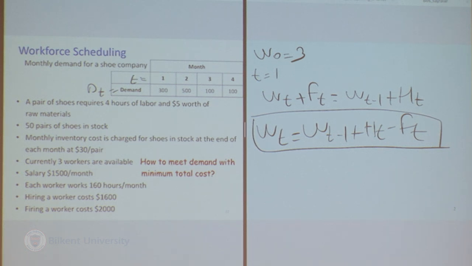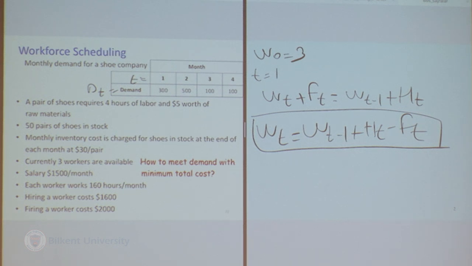Right? The workers I have this month are actually the workers coming from the previous month, plus the ones I'm hiring this month, minus the ones I'm firing this month, will give me the workers I have for this month. Clear? Any questions?